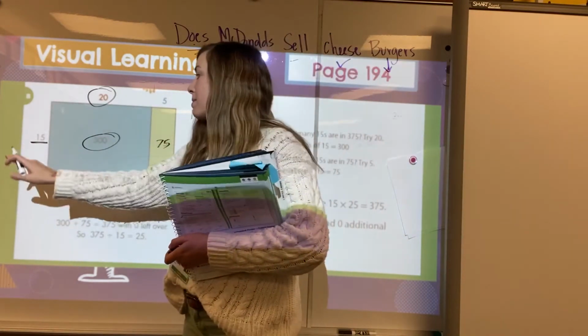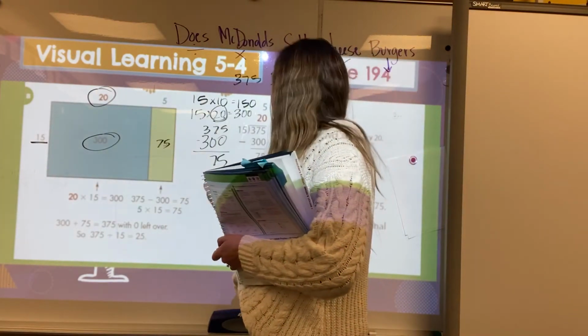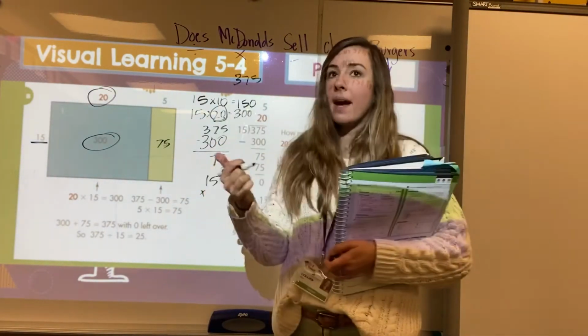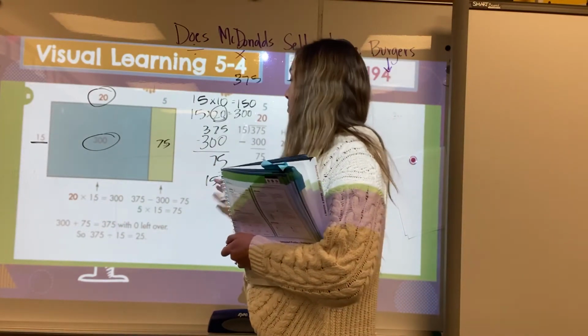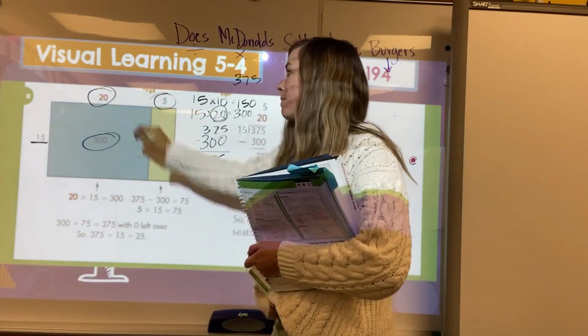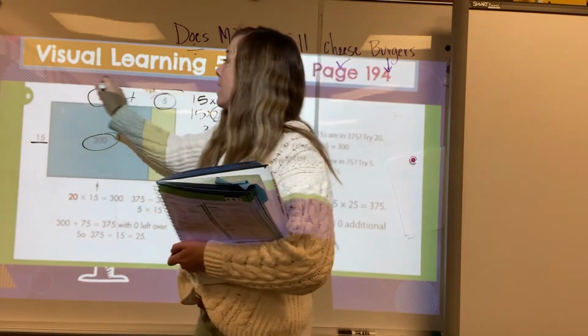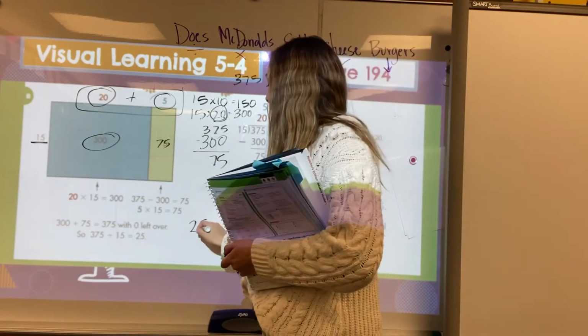And then they're asking themselves, okay, 15 times what would give me 75? And so they might have to skip count by 15s. They might have to start to work through, just like list out the multiples of 15. But we are seeing that they are getting 5 for that. So then I need to combine my two numbers up here, and I get 25 as my final answer.